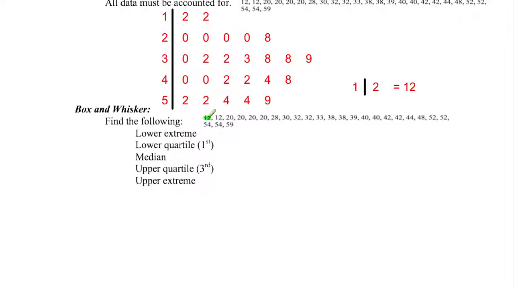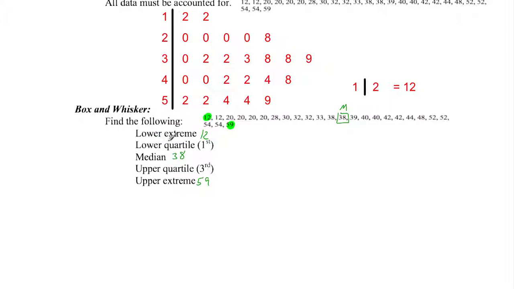The lower extreme and the upper extreme are just the smallest number and the largest number. So the lower extreme is going to be 12 and the upper extreme is going to be 59. The median, remember, is the middle number. If we have 25 numbers here, the median is going to have 12 to the left and 12 to the right. It'll be the 13th number. If I count in 13, 1, 2, 3, 4, 5, 6, 7, 8, 9, 10, 11, 12, 13, this number here, 38, represents my median. So that median is 38.